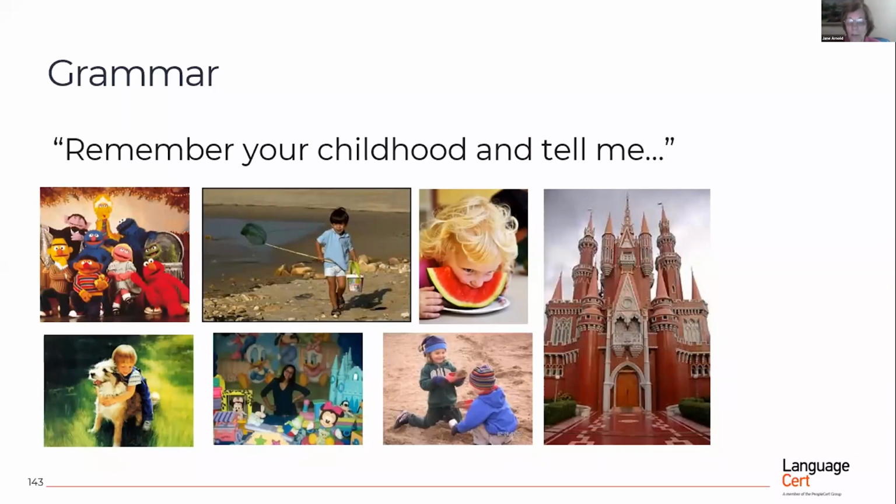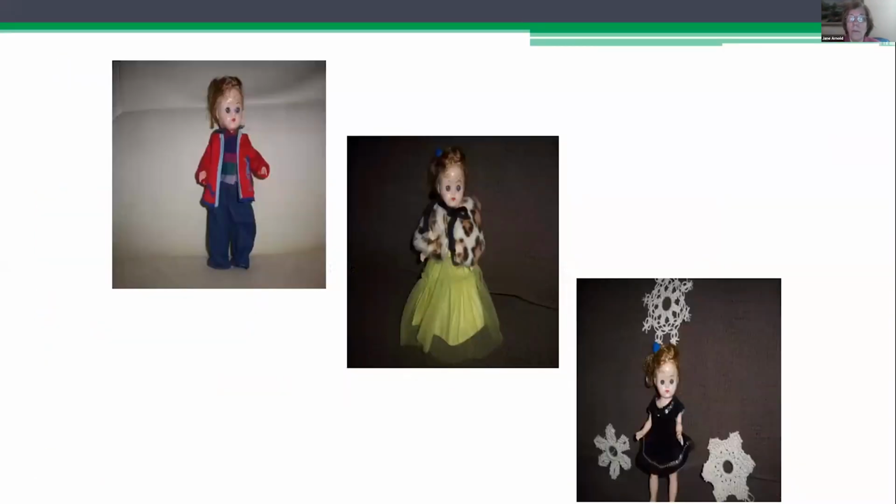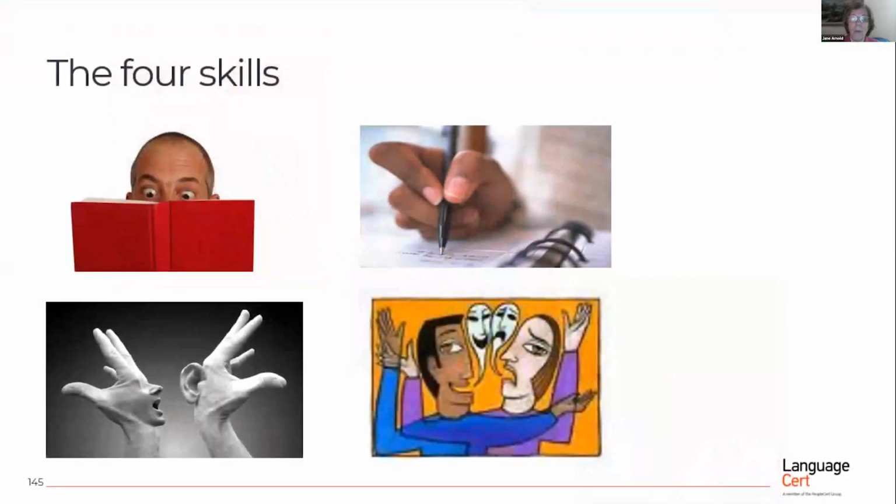And when I do this, since I like to share, I bring in my favorite toy and show them. This was my doll, Ginny, and her clothes were made by my mother many, many years ago, and I still have her. And so I bring her in to show my students and share something about me with them.